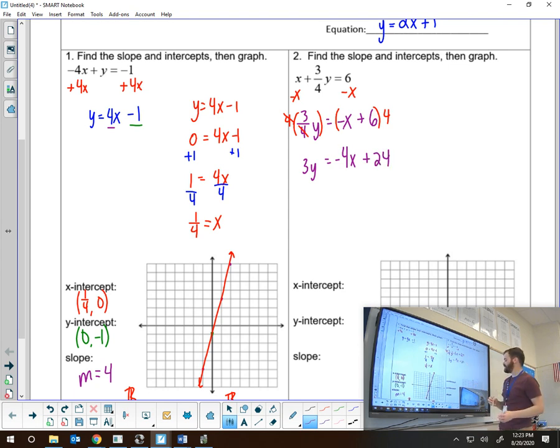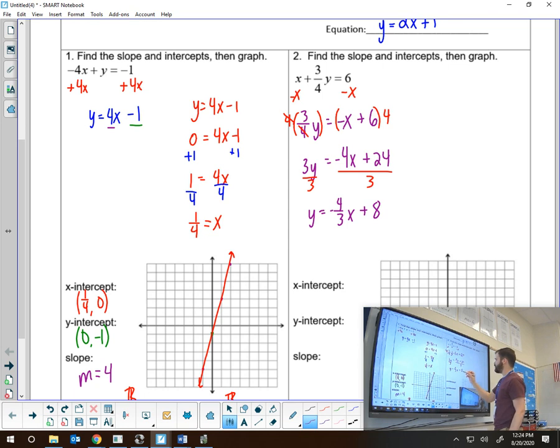All right, well, last step. Let's get this 3 gone. So I'm going to divide both sides by 3. And so we're going to have y equals negative 4x divided by 3 is negative 4/3 x. And 24 divided by 3 is going to be 8.